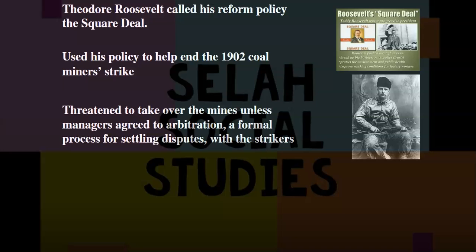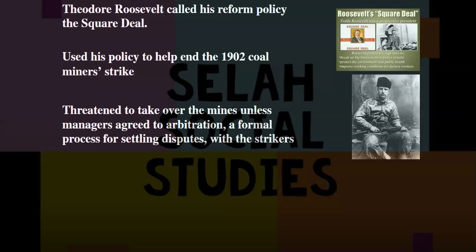President Roosevelt created a reform policy to aid in fixing societal issues, and he named it the Square Deal. Even though the plan was called the Square Deal, the plan truly revolved only around three major goals that were called the three C's. Roosevelt would use the policy first by ending the coal miners' strike in 1902. Roosevelt threatened that the federal government would take over the mines unless managers agreed to arbitration, which was a formal process for settling disputes with the strikers.